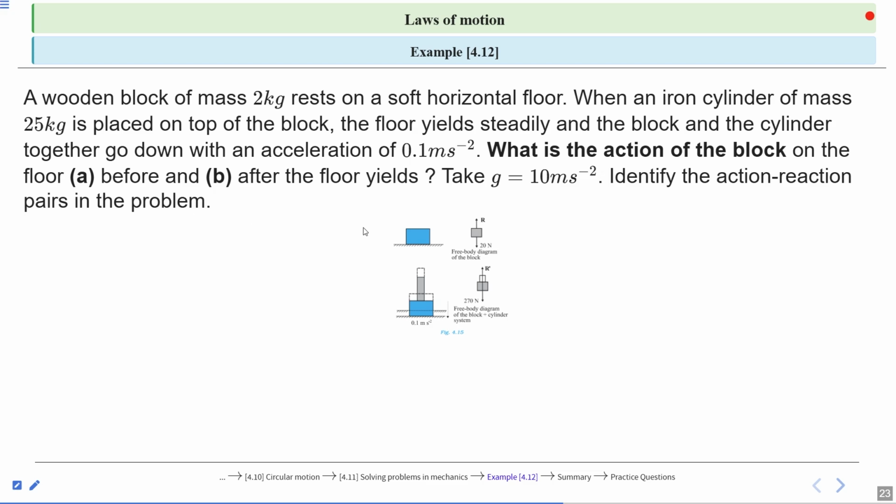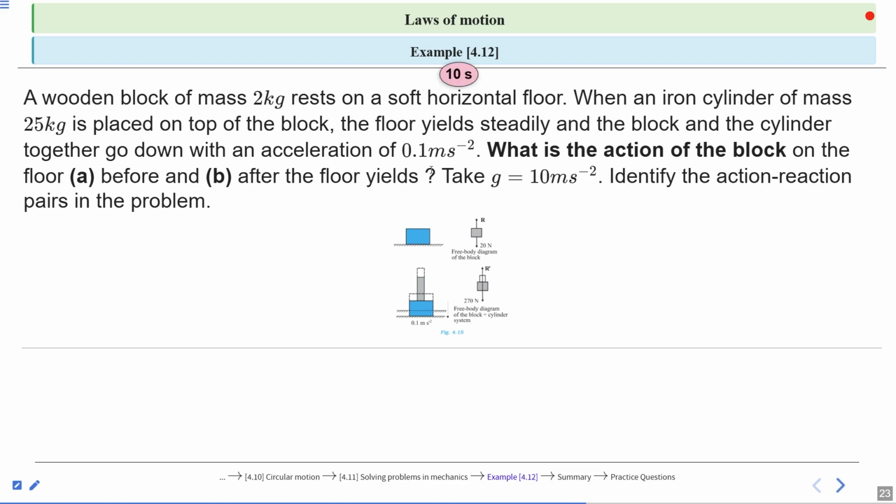The question asks, what is the action of the block on the floor, A, before and B, after the floor yields? Take g equal to 10 meter per second square. Identify the action reaction pairs in this problem. Also you have to find out the action reaction pairs. So we will solve this question and understand the action reaction pairs also.